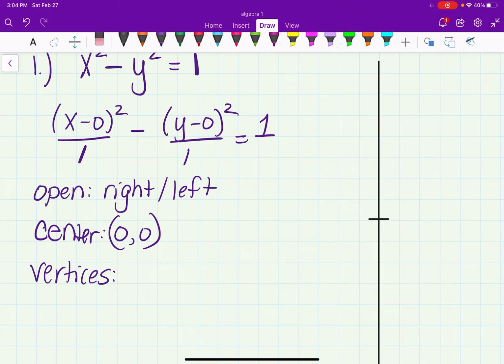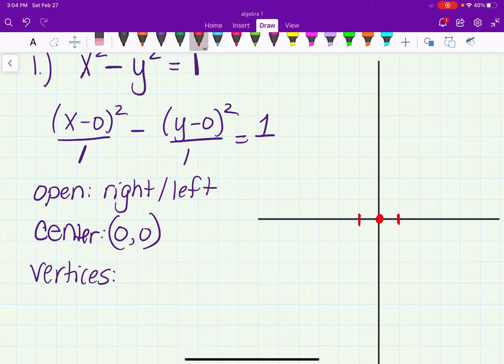So very similar to an ellipse. We start at the center, and our center is (0, 0). Let's look under our x value. Under our x chunk, there's a 1. Well, what's the square root of 1? 1. So that means in the x direction, we're going to go out 1, and we're going to put a little mark.